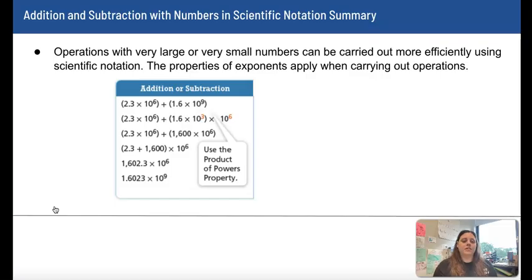To summarize, operations with very large or very small numbers can be carried out efficiently using scientific notation. The properties of exponents still apply when carrying out these operations. So we're able to split things up because we know that 3 and 6 add up to 9. So we are still using our product of powers property as we rearrange these and make them work for us.